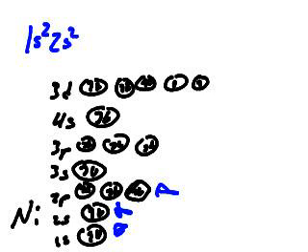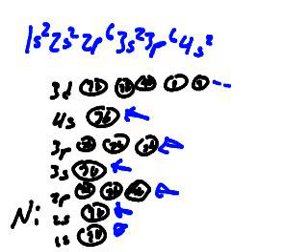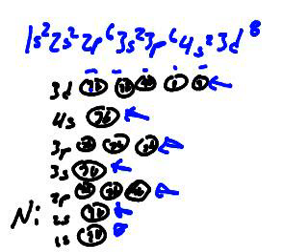Or, to represent these guys, I've got 1s squared, representing those guys, 2s squared, 2p to the 6th, 3s squared, 3p to the 6th, 4s to the 2nd, and the last one's representing those, 3d. There's 2, 3, 4, 5, 6, 7, 8. I just can't count. So nickel would look like that.